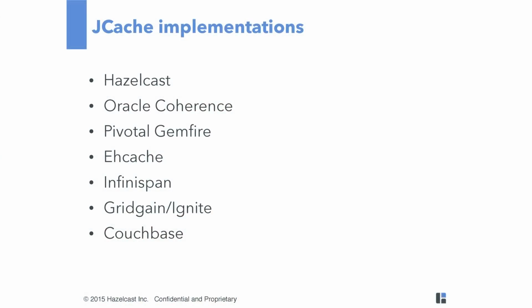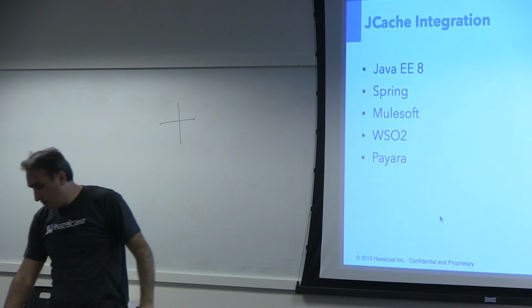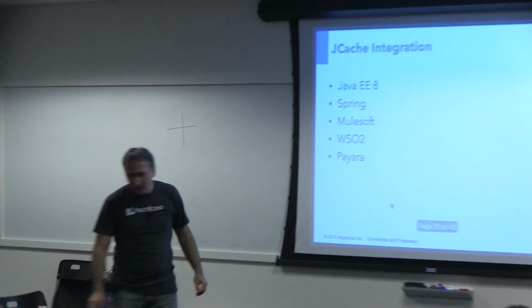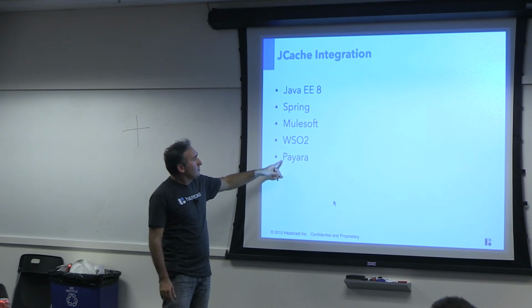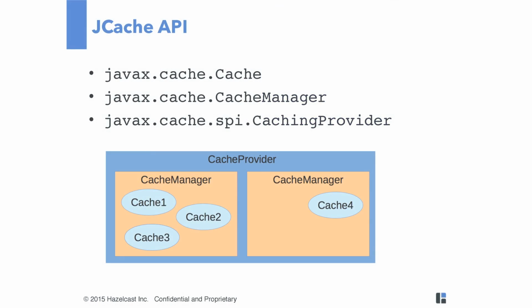So there are several vendors implementing this, of course. We are one of the first ones, which is very good. And our CEO, Greg Luck, is actually one of the co-authors of the spec. So this guy's already implemented JCache. Many other containers will be doing that also. I think TomEE is another one that's supporting JCache.